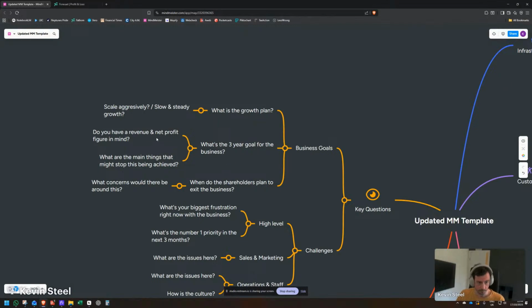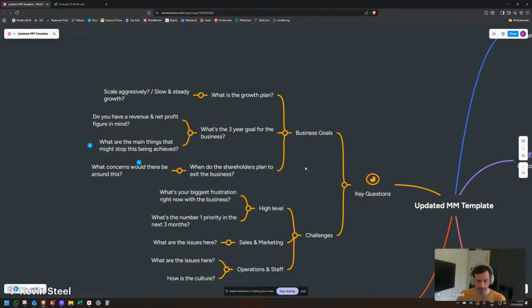And if there is one, do you have a revenue and net profit figure in mind? The answer is generally always no to this question, because they're coming to a fractional CFO for better forecasting, better insight. And in terms of the 3-year goal, what are the main things that might stop this being achieved? Then we move on to when the shareholders plan to exit this business. Sometimes the shareholders in the business can be two very different things with different goals.